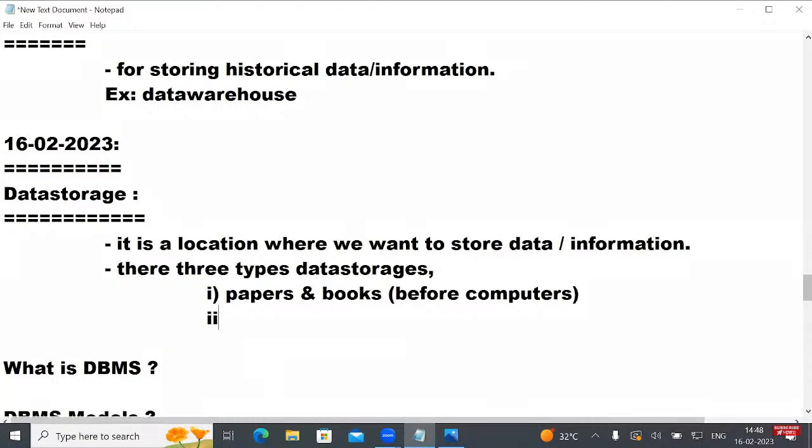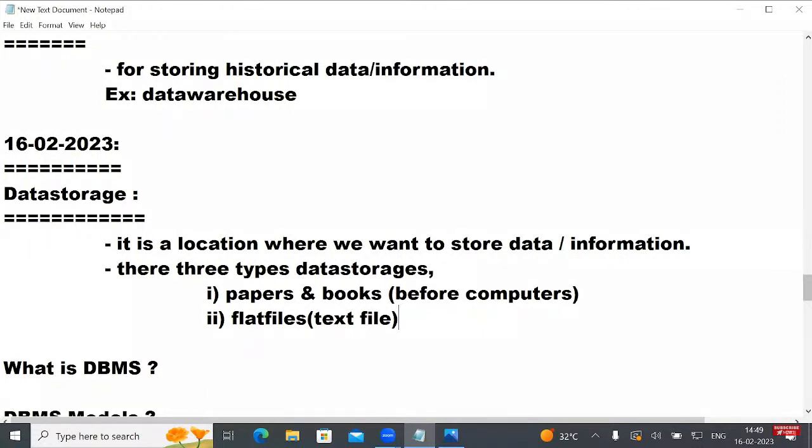After that, when computers were introduced into the market, people used flat files. What is the best example of a flat file? A text file. Can you tell me the default file of your computer? When there is no MS Office software, nothing else, once you install your OS, some default files come to us. What is that? Text file. The text file is the default file in your computer.